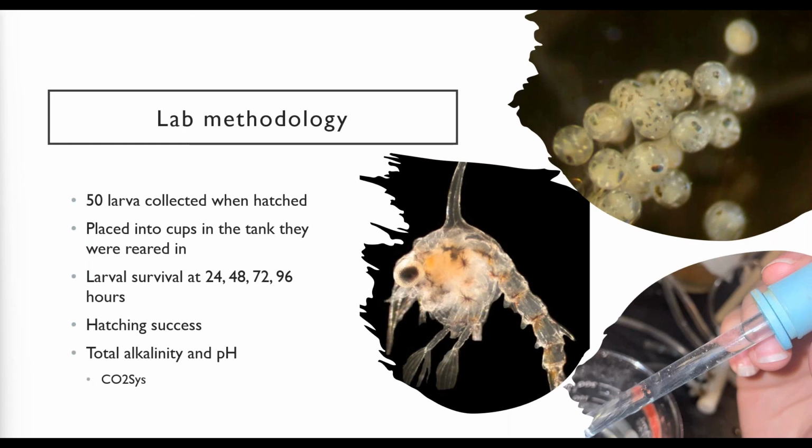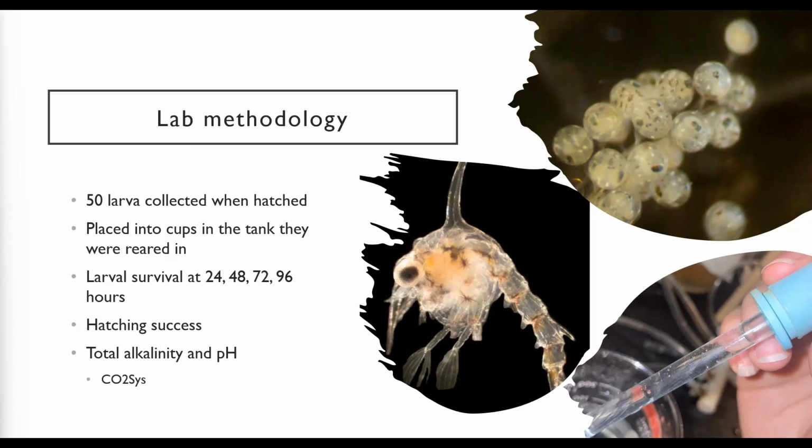For our lab component, when the crabs first entered the lab, they were assigned either a control pH or reduced pH treatment. Then we took 50 larvae once they had hatched and placed them into a cup. This cup was put into the tank that their mother had hatched them in. To look at larval success, we would count them at 24, 48, 72, and 96 hours and see how many were alive and how many were dead.